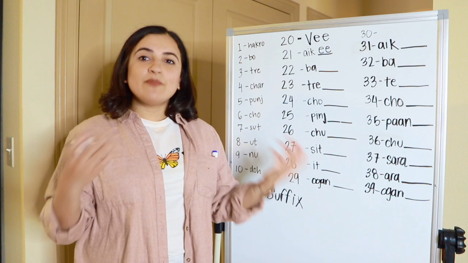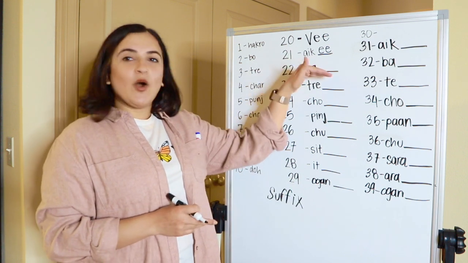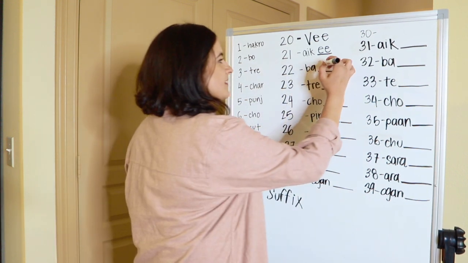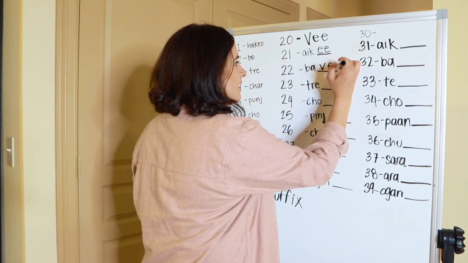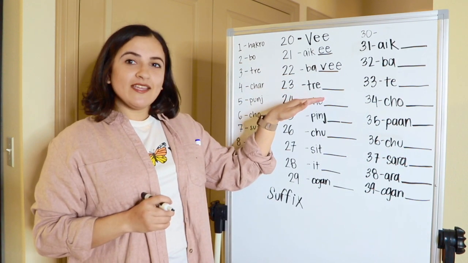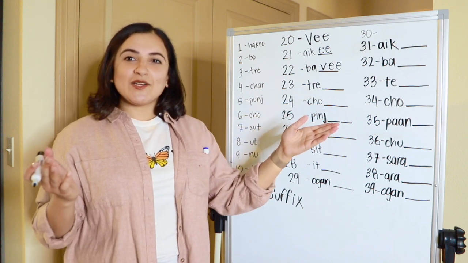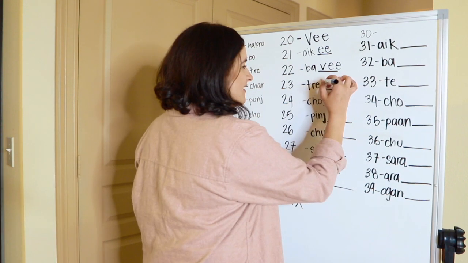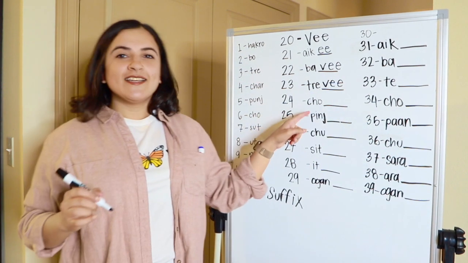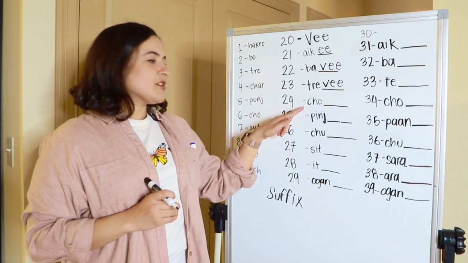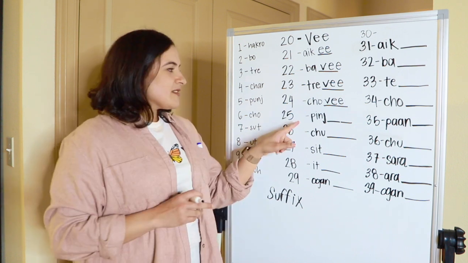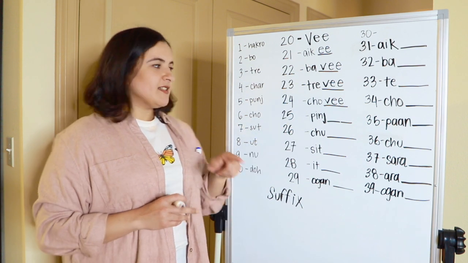22, the root is ba, and all we do is add on the V. Bavi. 23, the root is tre. All we do is add on the V. Trevi. 24, the root word is cho, and we add on the V. Jovi.